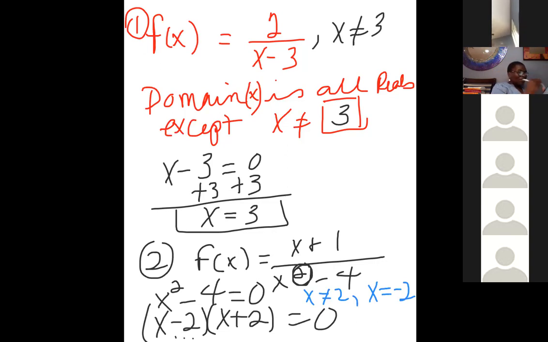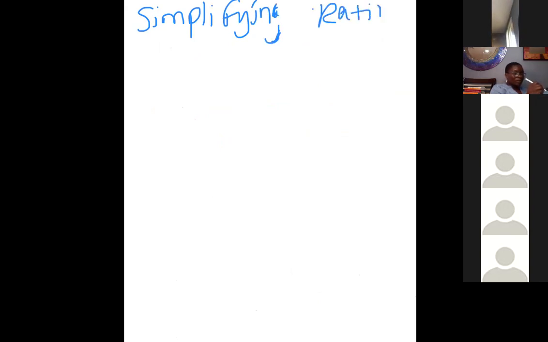Now, let me go ahead and move on to the next part of this. The next part is on simplifying rational, there's a G in there somewhere, okay? That's a G. Rational expressions. And when we talk about rational expressions, guys, this is a nice euphemism for fractions, basically.